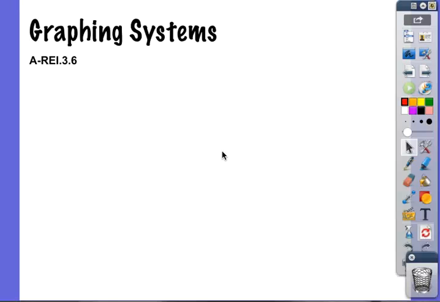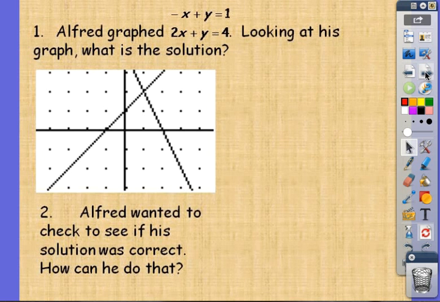Okay, graphing systems. A system of equations is more than one equation, and we're going to just work with graphing systems today. There's other ways to solve systems of equations. Graphing is just one method. So let's look at the first one on your lesson.